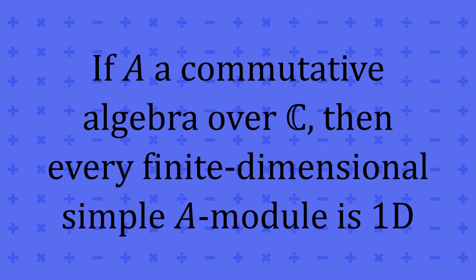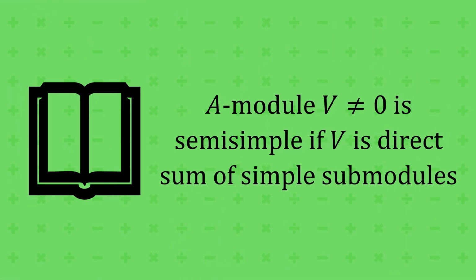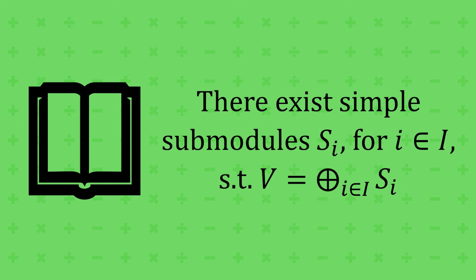Hence, we get the following corollary for commutative algebras over the complex numbers. If A is a commutative algebra over the complex numbers, then every finite dimensional simple A module is one-dimensional. Now, let's move on to discuss semi-simple modules. First, let's define a semi-simple module. A non-zero A module V is semi-simple if it is the direct sum of simple submodules, i.e. there exist simple submodules S_i for i in some index set I, such that V is equal to the direct sum over all the S_i.